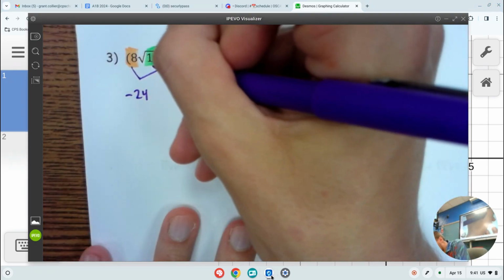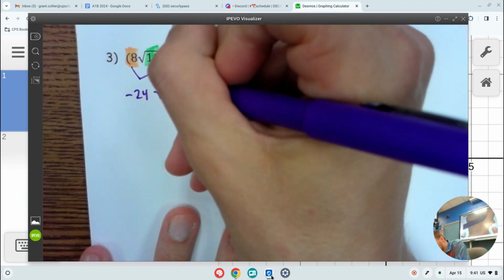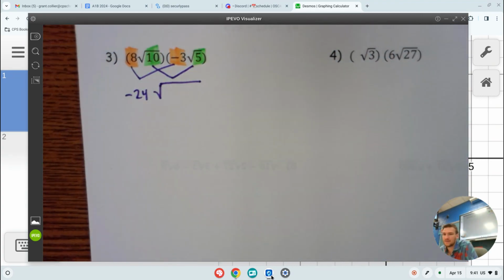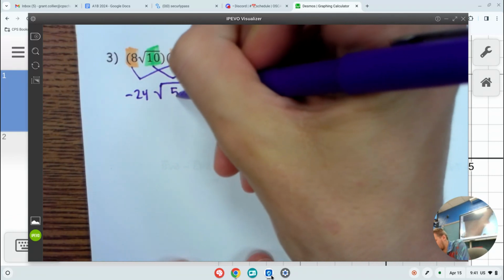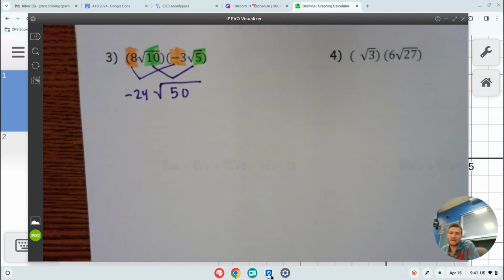And then multiply 10 times 5. That's the inside number. And you guys can handle this one. What's 10 times 5? 50. Thank you. Even for a Monday, we can do that in our head.